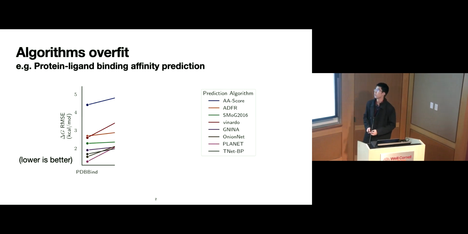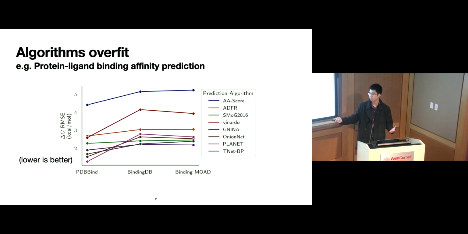So one of the issues that you might observe when trying to apply deep learning algorithms, or any kind of algorithm, to biology is that they overfit. For example, here's the task of protein ligand binding affinity prediction. You can see that all these algorithms seem to be doing quite well on the training data set, but their error greatly increases when they move out of the training data set. Like you can see this one just sharply increases, making it no longer the best algorithm, but rather one of the worst ones.